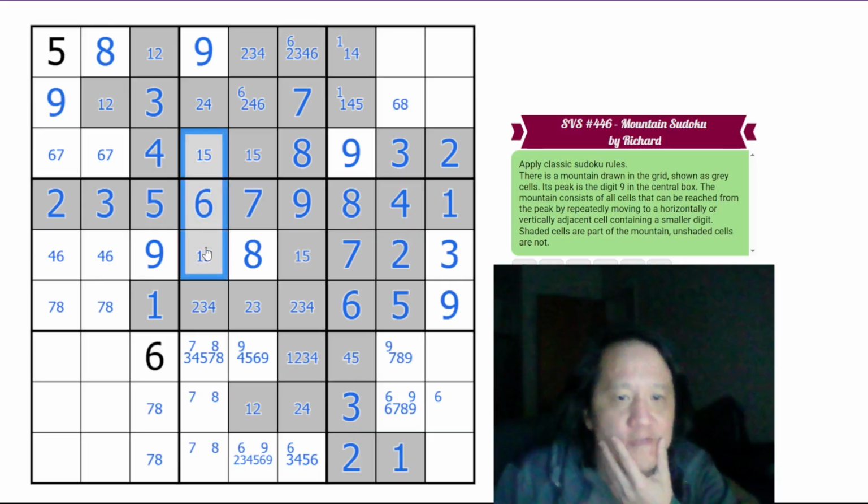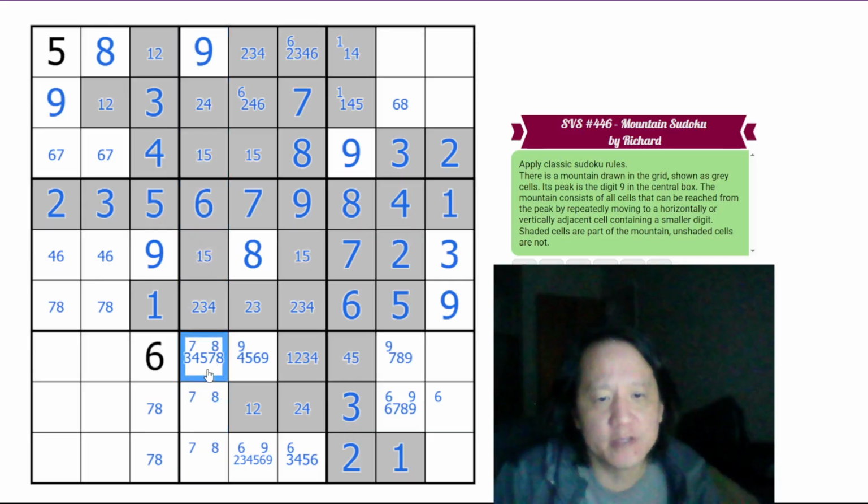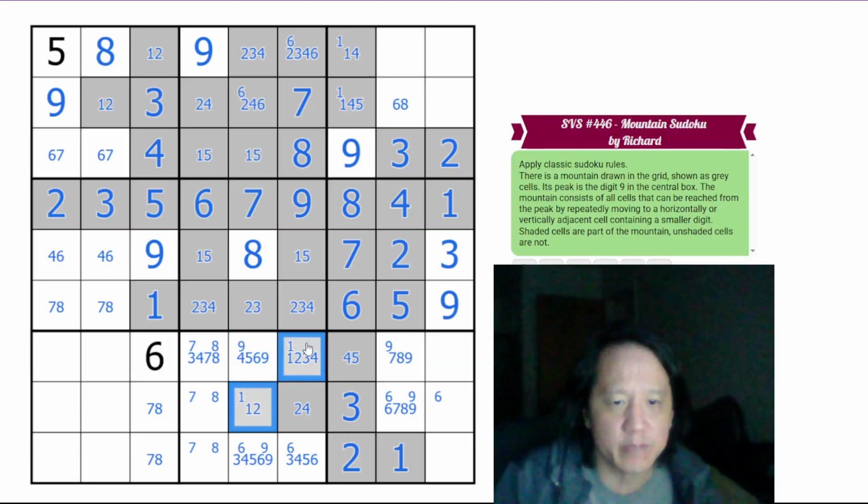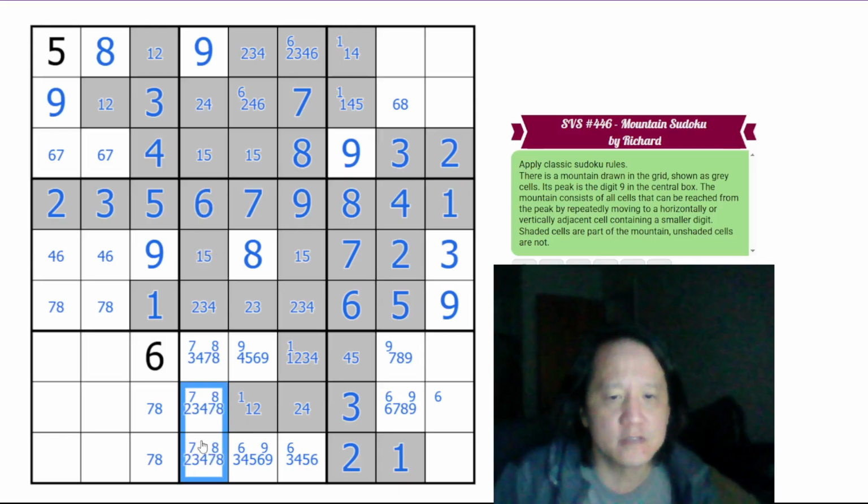We have a 1, 5 pair in column 4, which eliminates 1 and 5 in the rest of the column. So none of these could be 1. This can't be 2 because of 2 in the row. So we know 1 then has to be one of these 2 on the mountain, because 1 and 5 cannot be here. Therefore, this is 2, 3, 4. No 1, 5, no 6, 7, or 8. This can't be 2 because of 2 in the row.